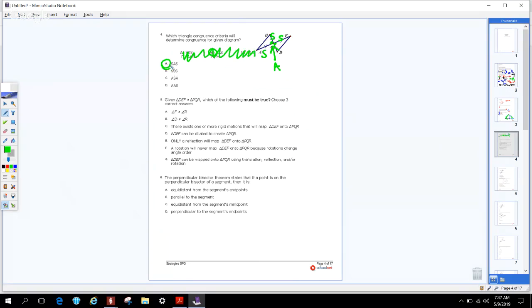Side angle side. Okay, next we have given, so it says, look at this, choose 3 answers. So you're going to want to make sure you choose 3. I would be surprised if you get that on your SPG though, because I think the SPG is straight multiple choice and not like choosing.